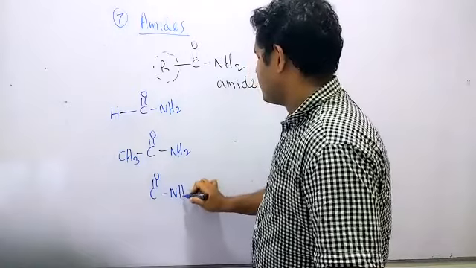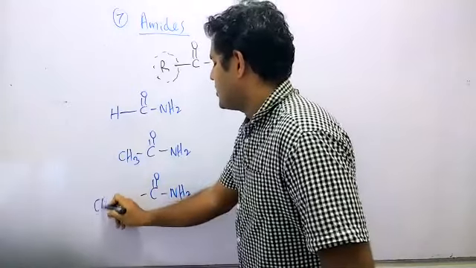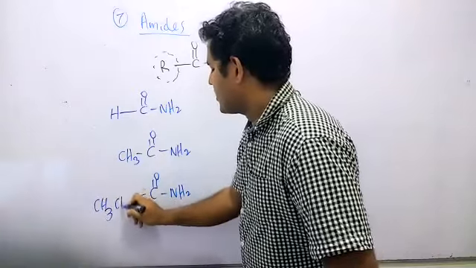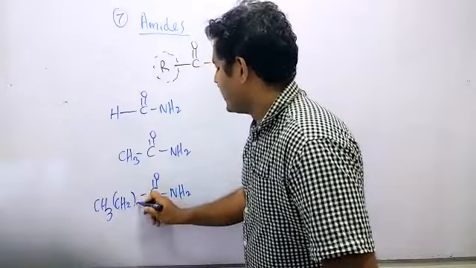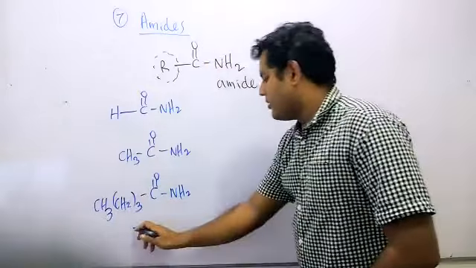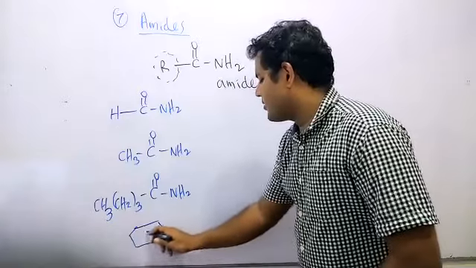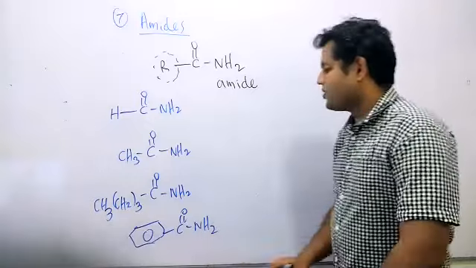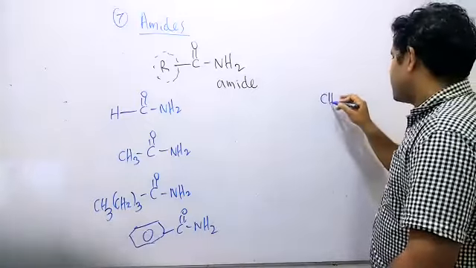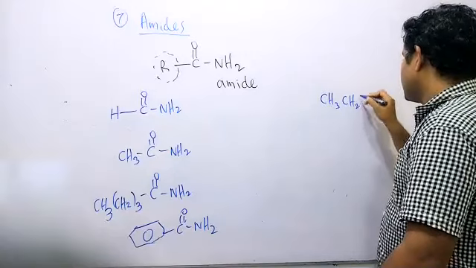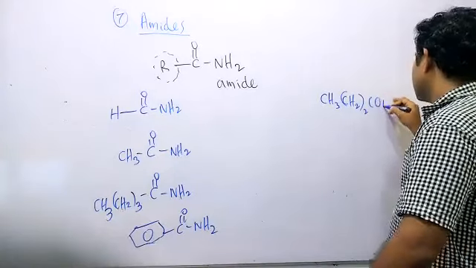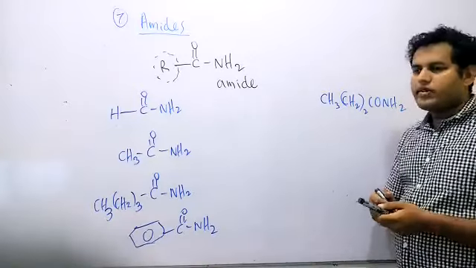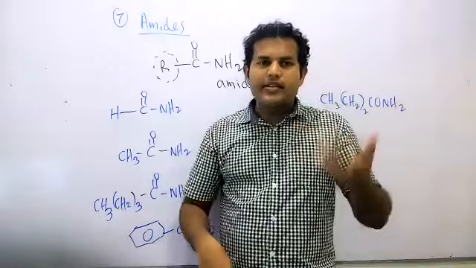CONH2 with CH3. Let's write a task. CH3, CH2 thrice, and then benzene with CONH2. I'll write another one here: CH3, CH2 two times, CONH2. Add the names of these. It is just for you. Now write it creatively. I think you can write.